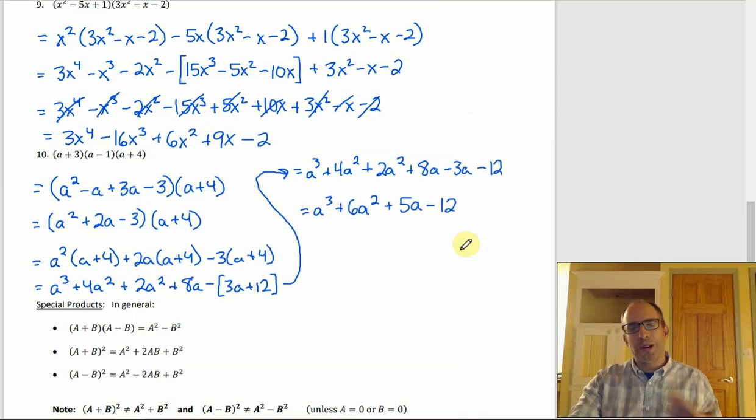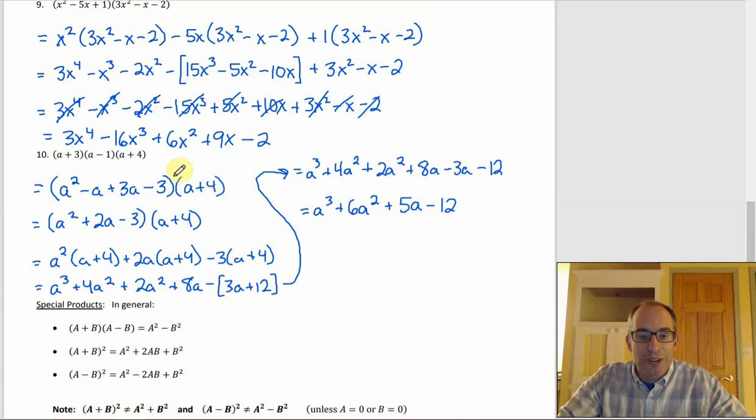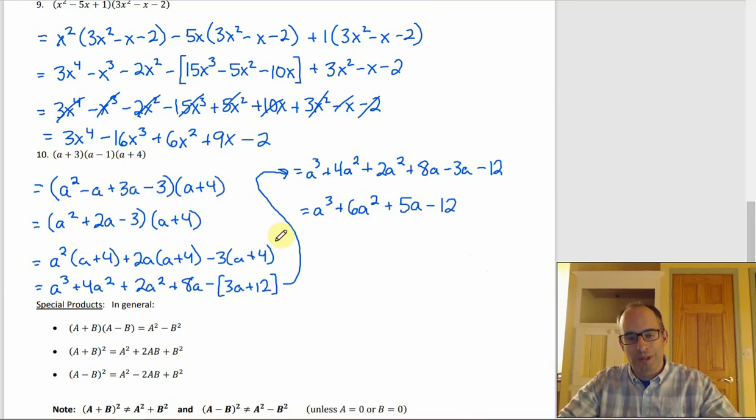So a little bit longer because we got 3 polynomials that we're multiplying, but it uses stuff that we've already done, right? We had to FOIL, and then we had to distribute the binomial through the trinomial, and then more distributive property, and then just combining terms together.